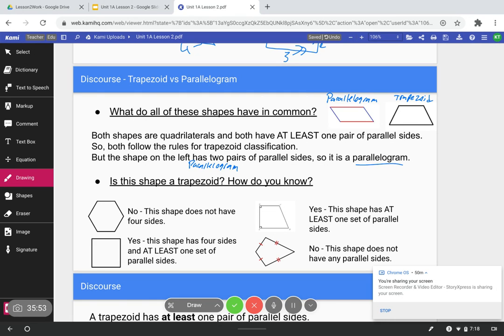Is this shape a trapezoid? How do you know? Okay, here's a hexagon. So remember, the rule for a trapezoid is that it's a quadrilateral with at least one pair of parallel sides. Well, these lines are parallel, and these lines are parallel to each other, and these lines are parallel to each other. So it does have at least one pair of parallel lines, but no, it must be a quadrilateral first.